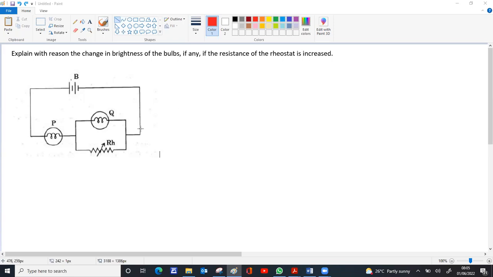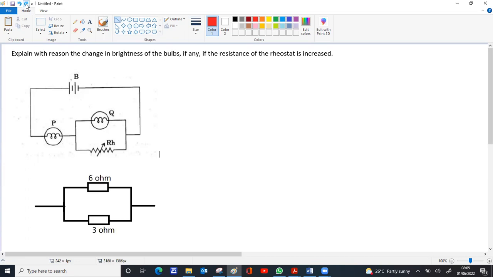For this, we need to learn a general concept. What happens to the overall resistance if we increase the resistance of one of the resistors in the parallel combination? We take a practical example. Two bulbs connected in parallel.